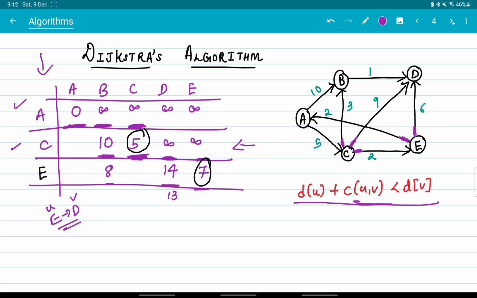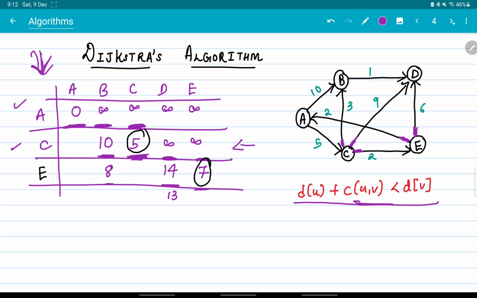E was going from E to A and E to D. But since A is already a visited vertex over here from the left hand side, we are not supposed to consider A. Now we'll be considering D and that was already done. So the vertex E has been covered.